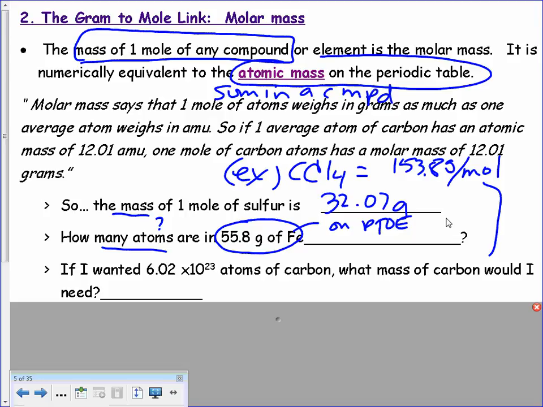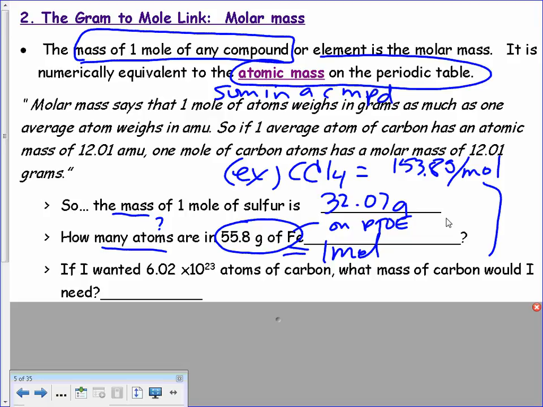If this is equal to 1 mole, that's the mass of 1 mole. How many particles are in 1 mole? Avogadro's number is 6.022 times 10 to the 23rd particles. Sometimes I'm not going to just give you 1 mole. How many particles are in 1 mole? You know in 1 mole there's 6.022 times 10 to the 23rd particles.